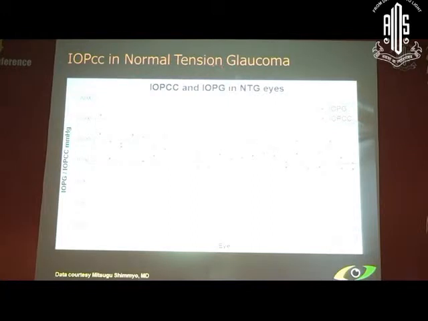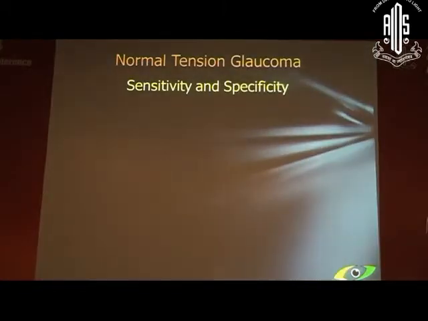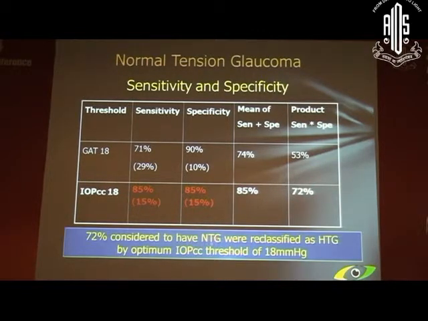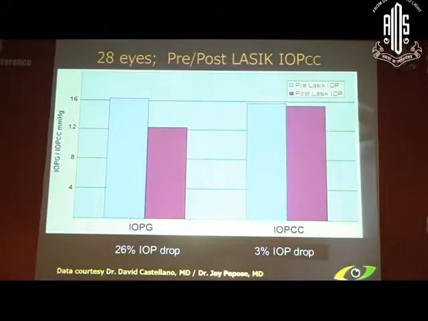Look at patients with normal tension glaucoma. This blue line is the IOP measured by the Goldmann, and the pink line is the one measured by IOPcc, and you see it's significantly higher. So all these patients who we call normal tension glaucomas may not be normal tension glaucomas. They're actually regular glaucomas, only we are under-recording their pressures. If you look at the sensitivities and specificities, you find that about 72% of these patients who were thought to be normal tension glaucomas have now been reclassified as high tension glaucomas.